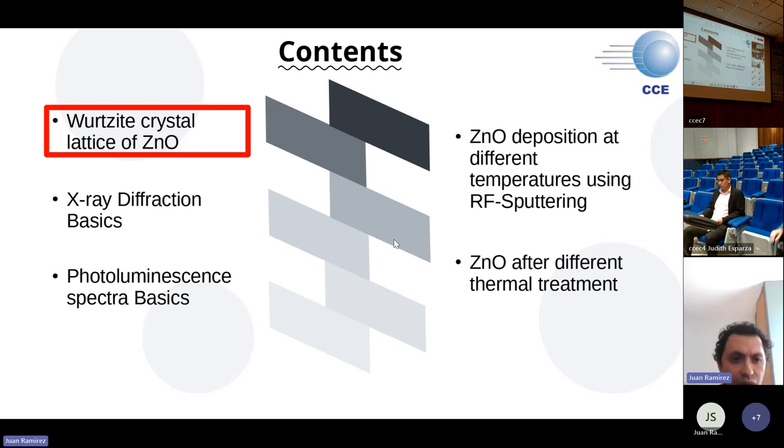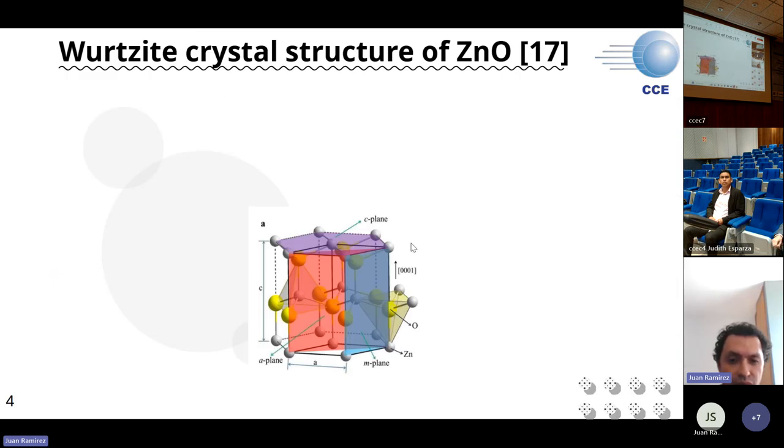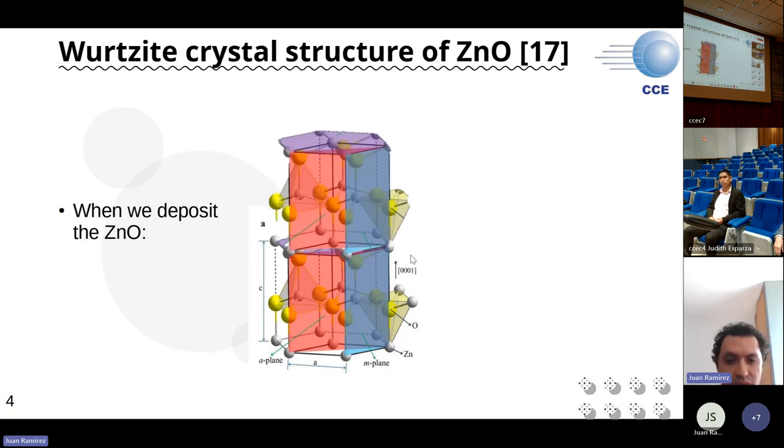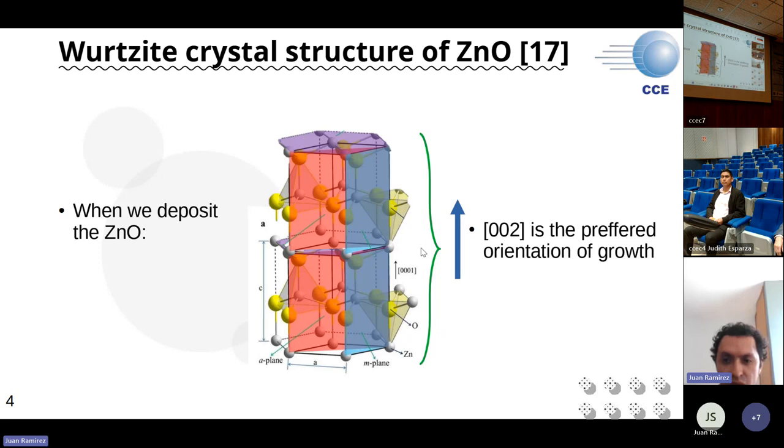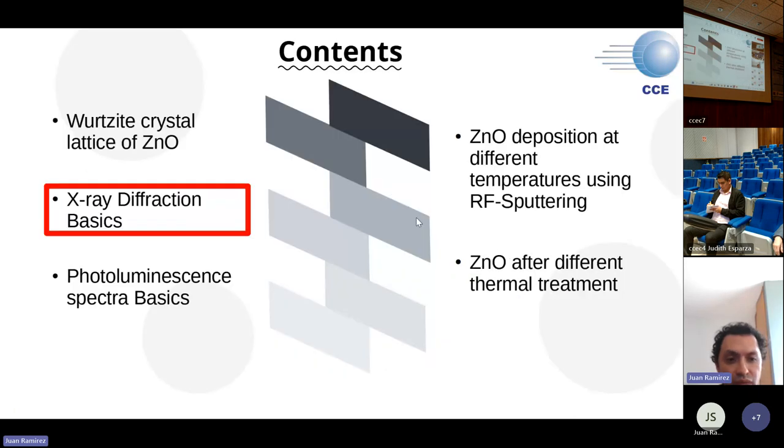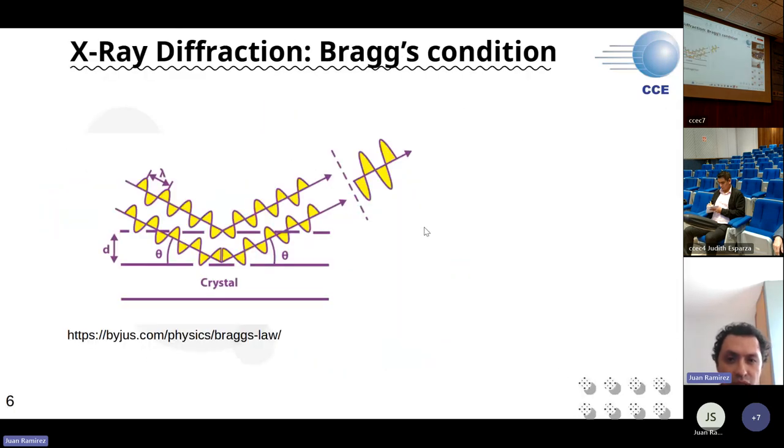The wurtzite crystal lattice of zinc oxide is shown in this figure. We can see that this is a hexagonal structure. When we deposit this film at thermal equilibrium, we can see a rod in this direction. This direction is the preferred plane, the preferred orientation of the rod or of the deposit. This direction is 002, the vertical direction as you can see in this figure.